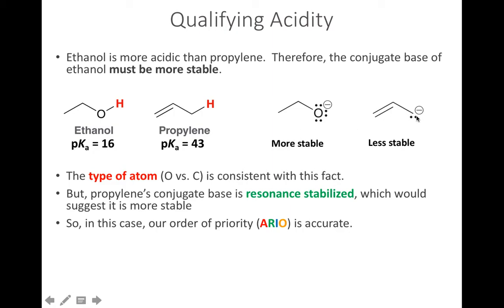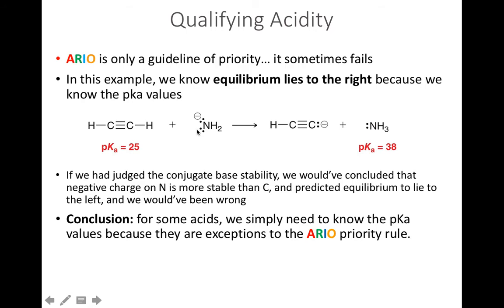I can move the lone pair here to a double bond, and then move this double bond to make a lone pair here, and so that should lead to stabilization, but the atom type comes before resonance, and so we would expect that the atom type wins out, and in fact it does. The pKa of ethanol is significantly less than the pKa of propylene. But this won't always be the case.